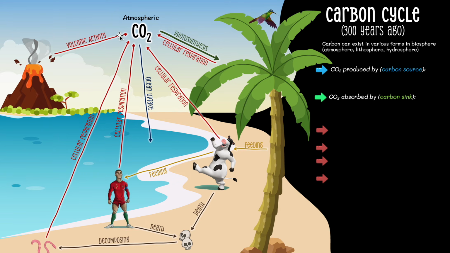In our atmosphere, carbon is mainly in the form of carbon dioxide, right? The inorganic form. Now, what causes carbon dioxide to go into the atmosphere or go away from the atmosphere? We can see here that carbon dioxide is produced, okay?